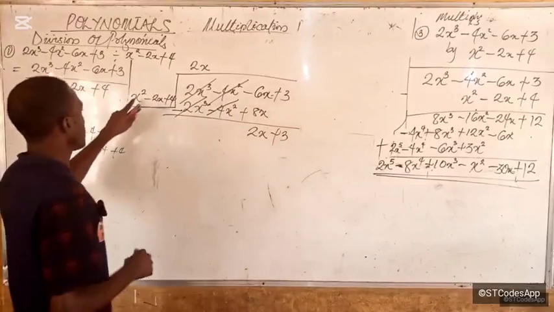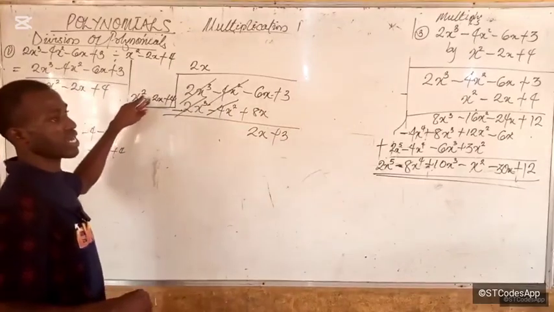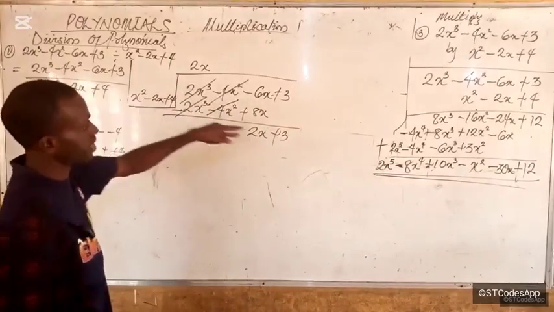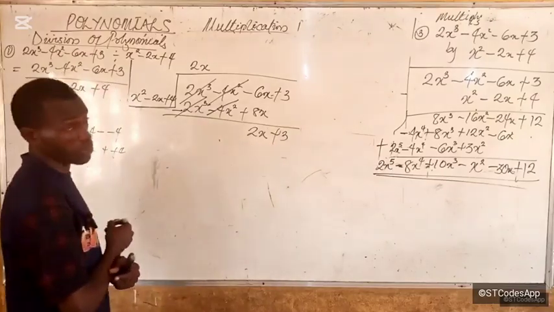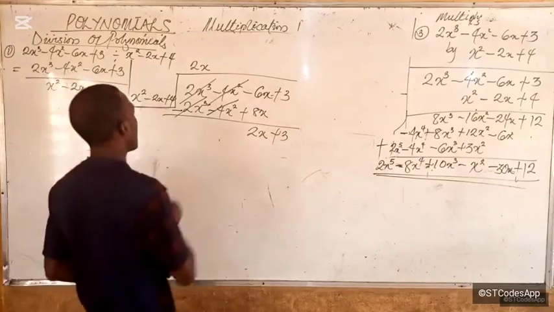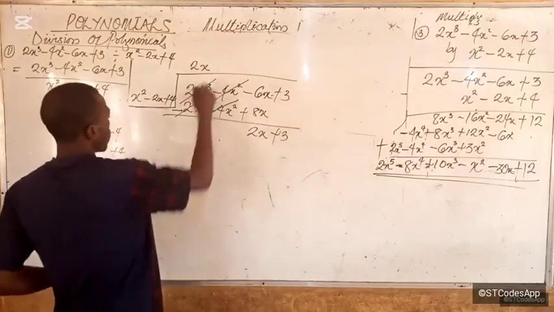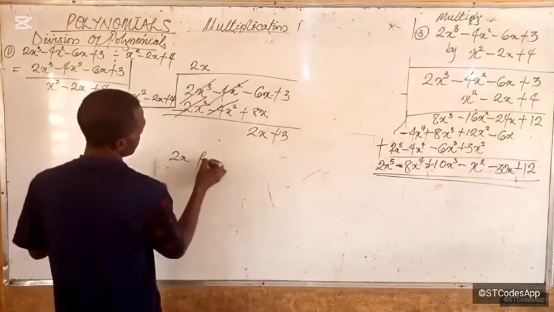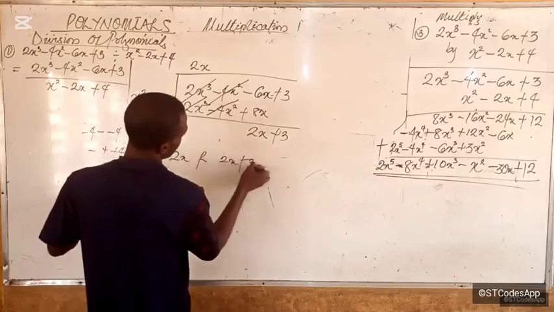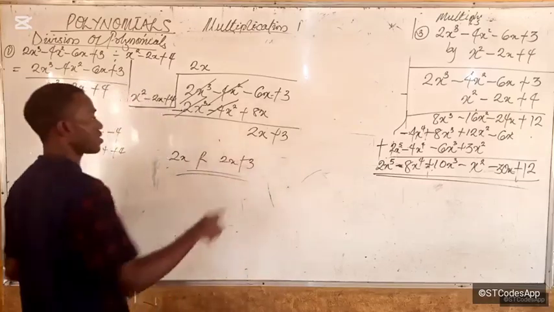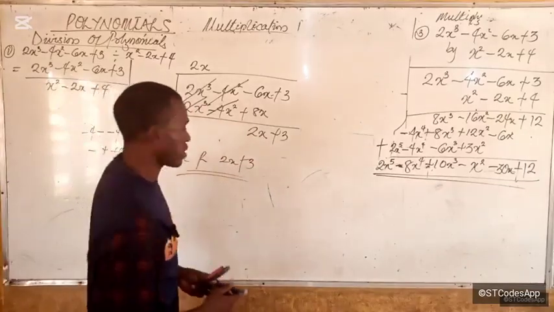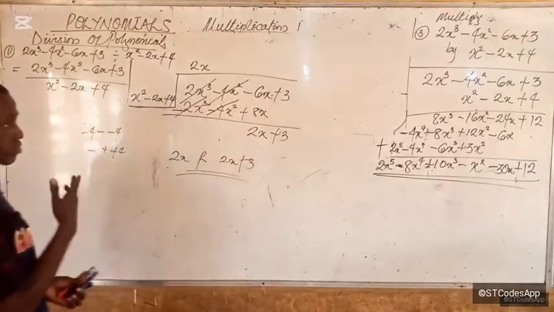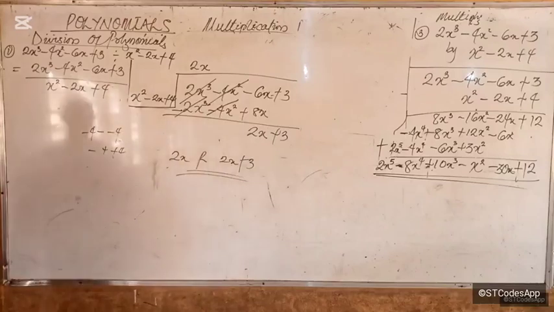Here, this guy is at a higher power, so it can no longer divide this expression below. So our answer will be 2x remainder 2x plus 3. Do you understand? Because this degree is greater than this degree, so this cannot divide this. Do you understand? All right, except you want to use a fraction anyway. All right, so that's that.